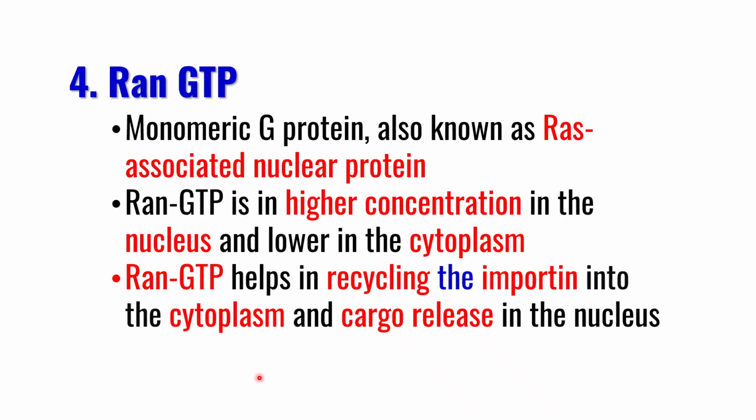A couple of points about Ran-GTP. It is a monomeric G protein, also known as RAS-associated nuclear protein. This is in higher concentration in the nucleus and less in the cytoplasm, and this is due to the presence of the guanine exchange release factor in the nucleus. Ran-GTP helps in recycling the importin receptor into the cytoplasm. In addition, it also helps to release cargo in the nucleus.